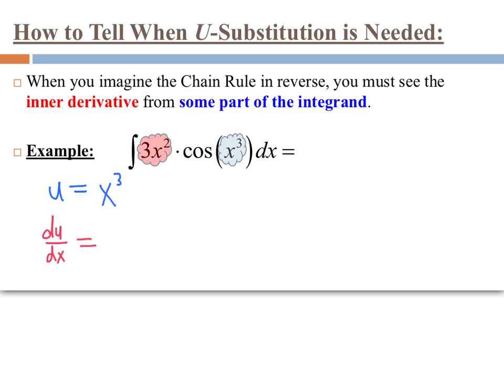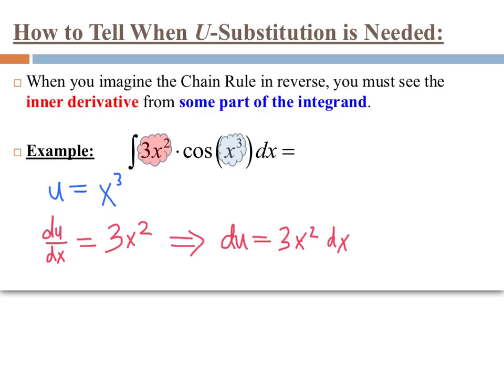Well, that's just asking what's the derivative of x cubed. So that would be 3x squared. Now, a very important step in all this is to actually take this statement here and solve it for du. You'll see why this is important in a moment. But essentially, for this case, all that means is we need to multiply both sides of our equation by dx. What would that give us? Well, that would give us 3x squared dx.